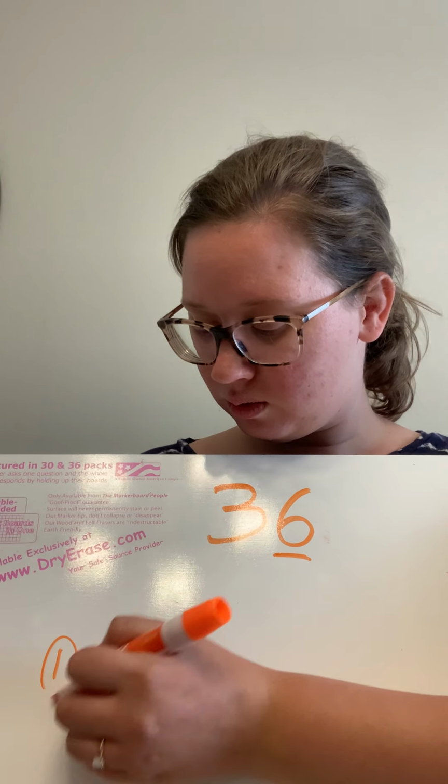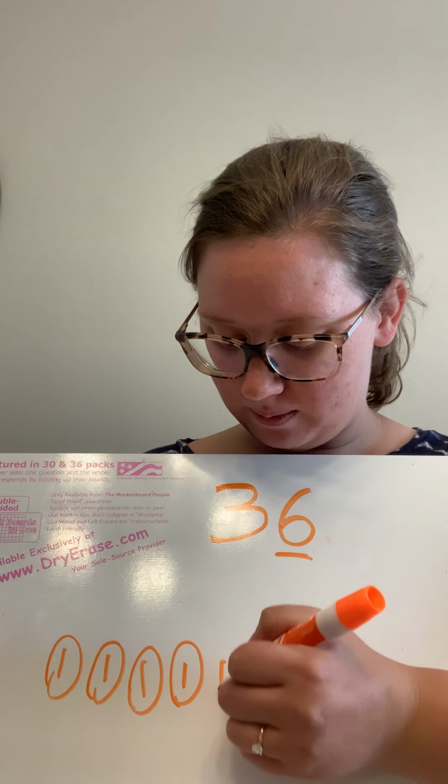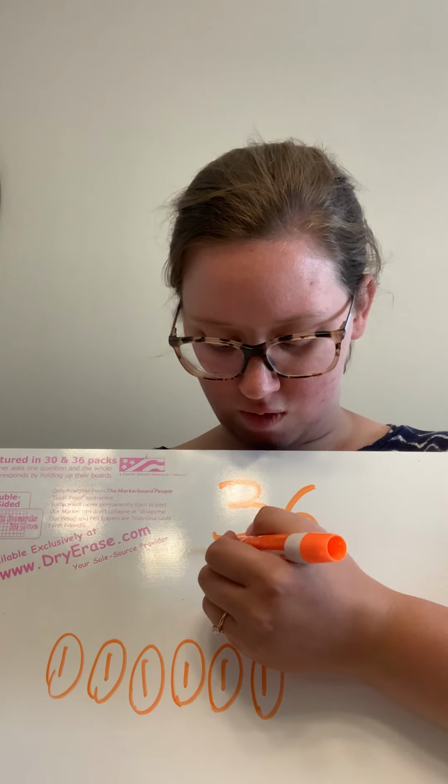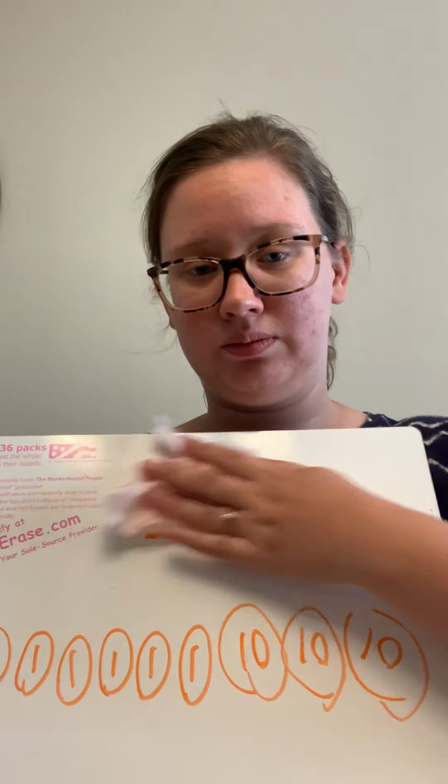Okay, so 36. Start in my ones place. How many units do I need? 1, 2, 3, 4, 5, 6. And then I move on to my tens. How many tens do I need? 3. 10, 20, 30. 36, using my place value discs.